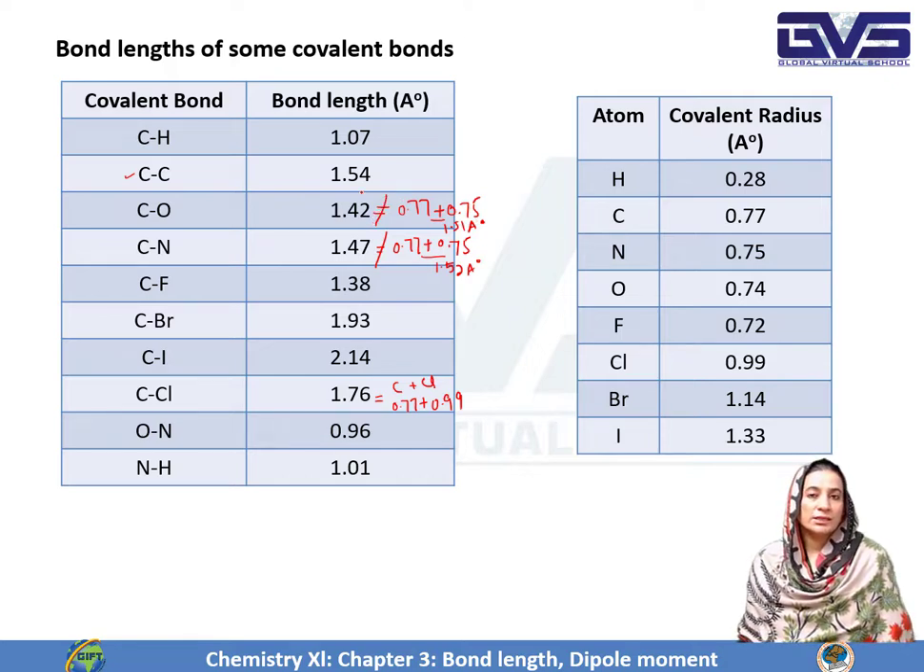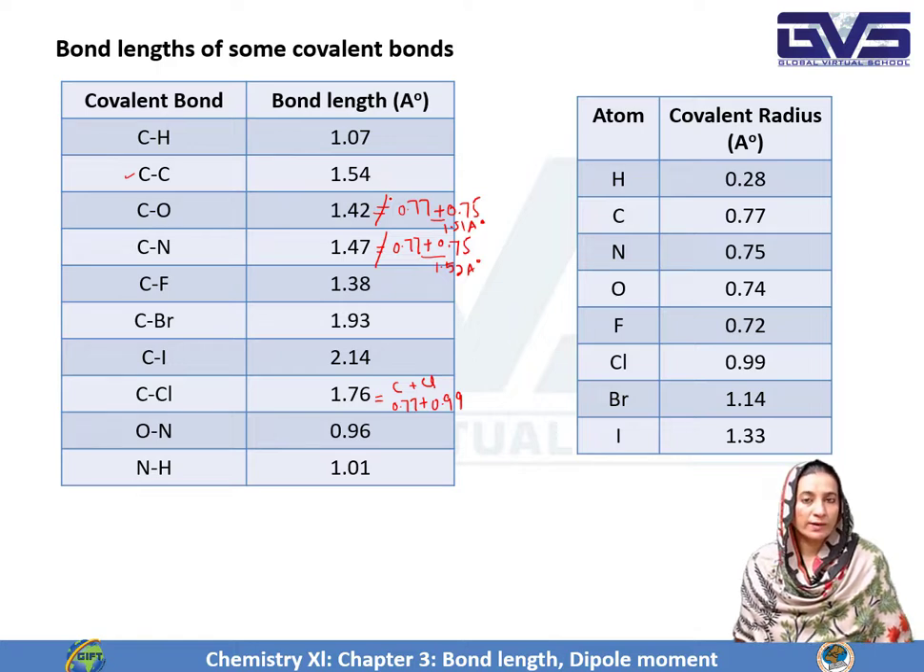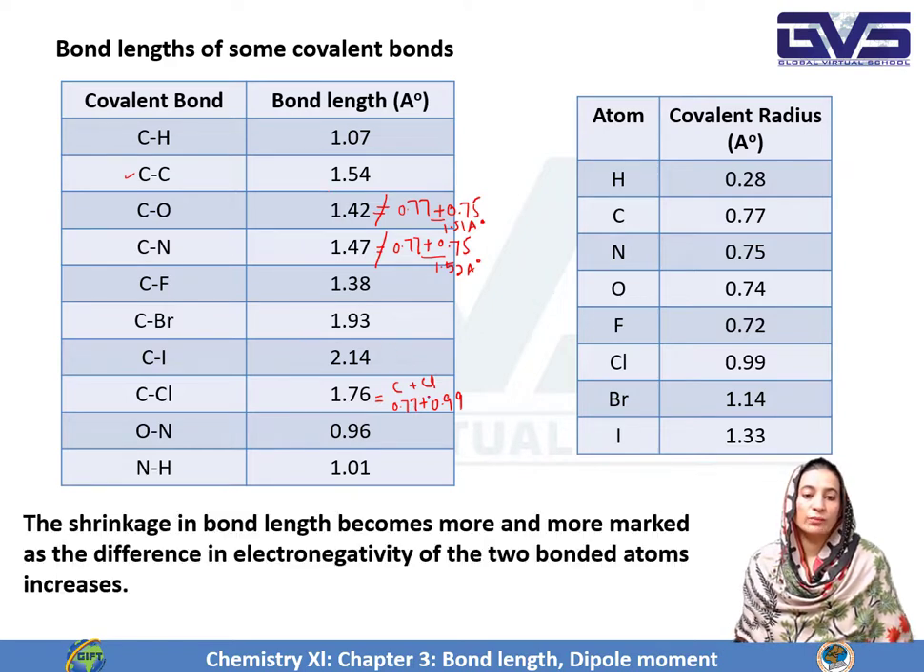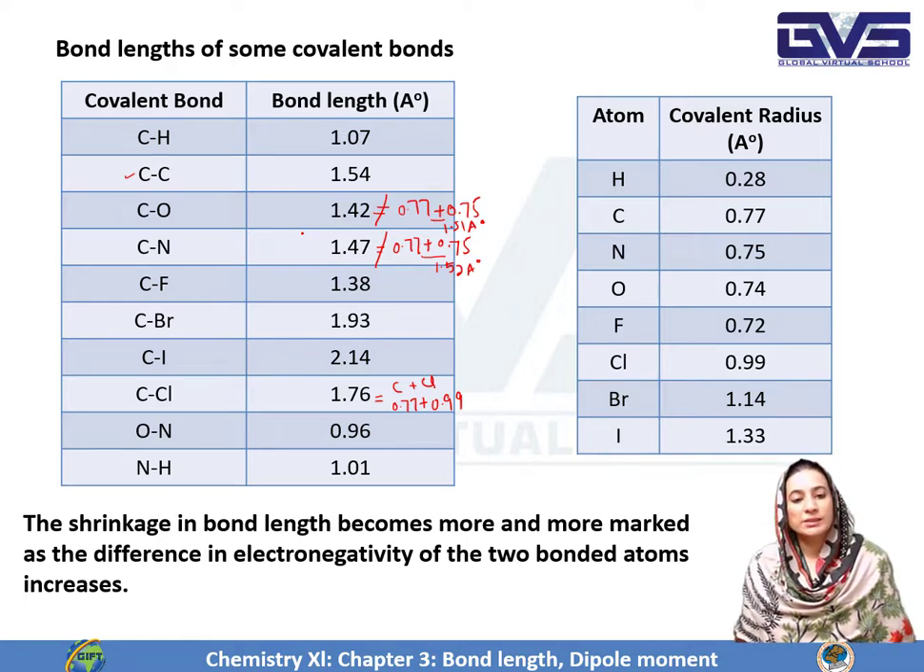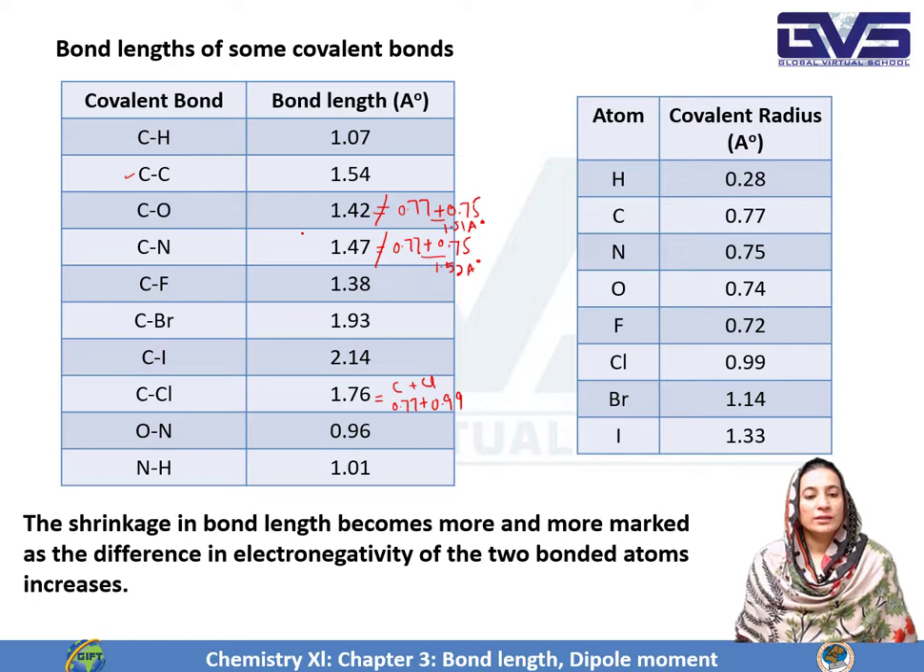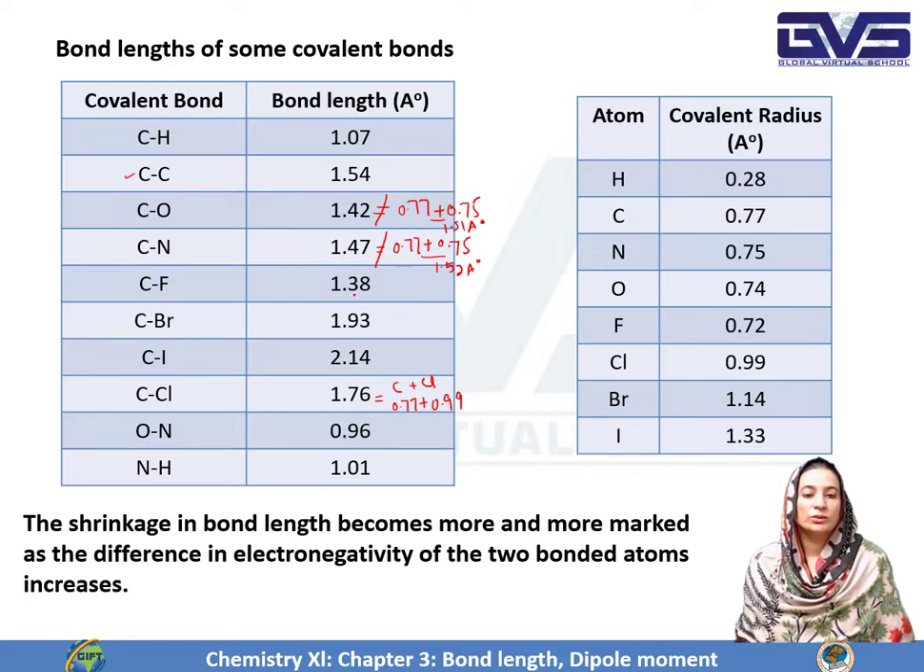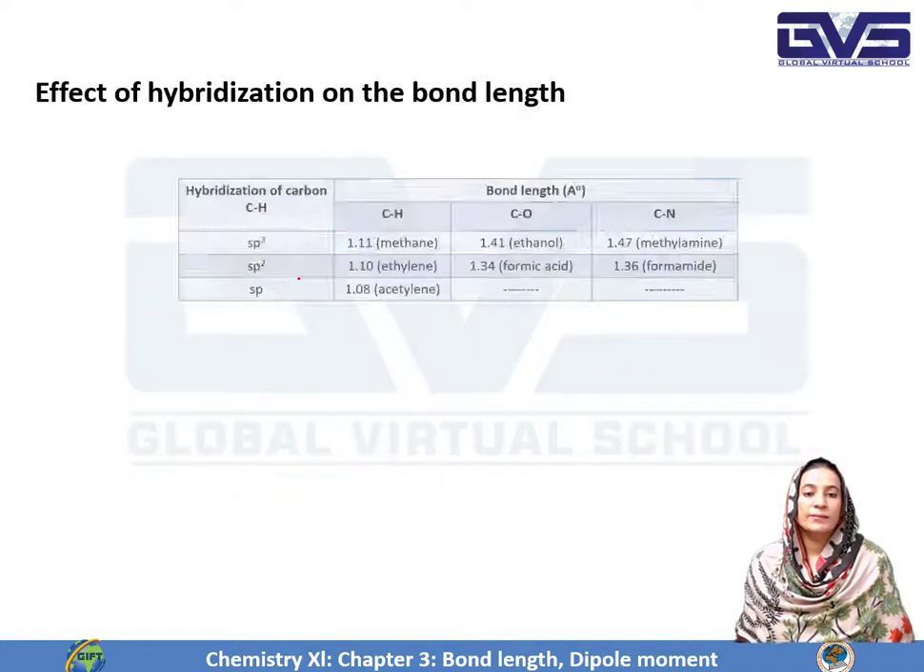So these are not exactly equal. It means there is some influence of the electronegativity of the atoms on the bond length of covalent bonds. This shrinkage in bond length becomes more and more marked, more and more observable, as the difference in electronegativity of the two bonded atoms increases. Like carbon-fluorine has a greater electronegativity difference than carbon-bromine, so their bond lengths also vary.